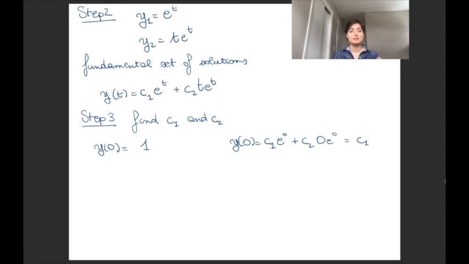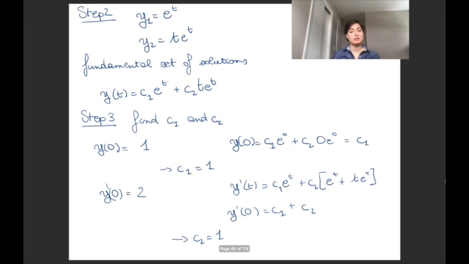So our first information is that y at 0 is equal to 1. If we compute y at 0 with our formula, c1 exponential of 0 plus c2 times t, so times 0, exponential of 0, we retrieve c1. So that immediately gives us c1 is equal to 1. We do the same trick with y prime at 0 equals 2. Y prime of the general solution is c1 exponential of t plus c2 multiplied by exponential of t plus t exponential of t. So we have y prime at 0 is c1 plus c2. c1 is already known to be equal to 1, so c2 must be equal to 1 as well.